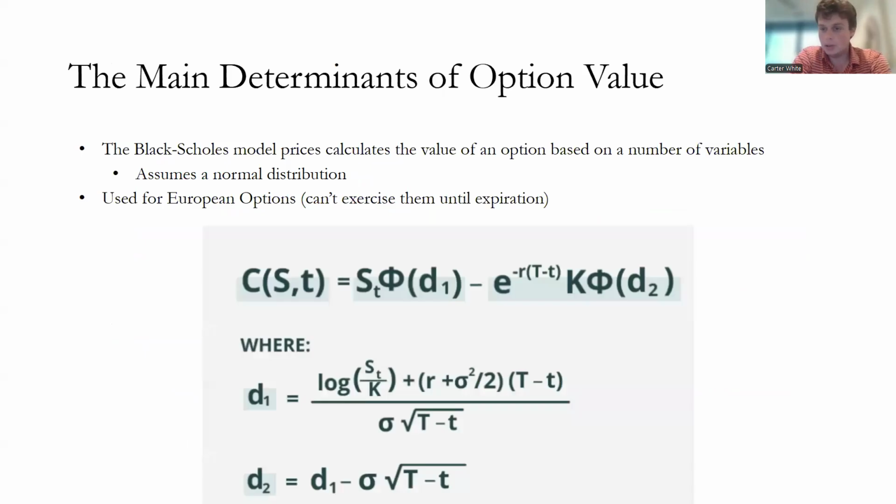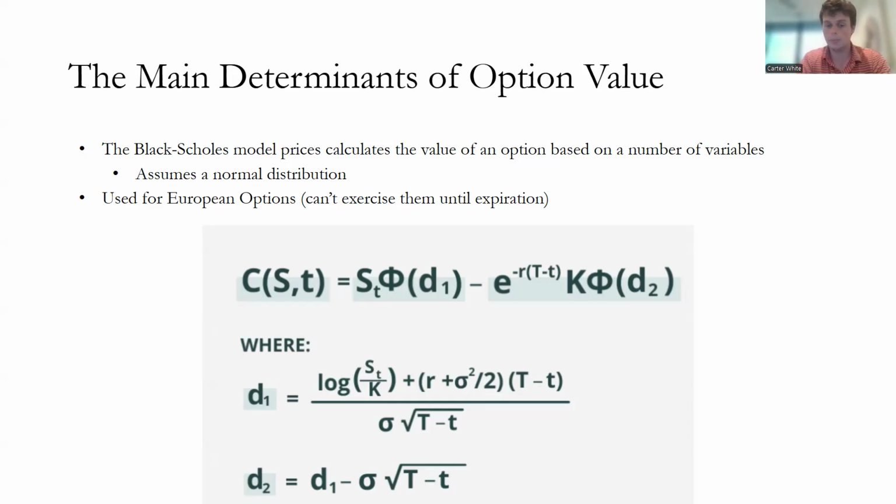So getting into how you kind of price an option or value it, the Black-Scholes model, which was invented by some academics in the late 60s or early 70s, I think, calculates the value of an option based on a number of variables, including the spot, the strike, how volatile the underlying is, the time to expiry, and it assumes a normal distribution of outcomes. So that's also kind of important. It's assuming a certain standard deviation or volatility, and then it assumes a normal distribution when thinking about the range of potential outcomes. And this is specifically used for European options, so options that you can't exercise until expiration.